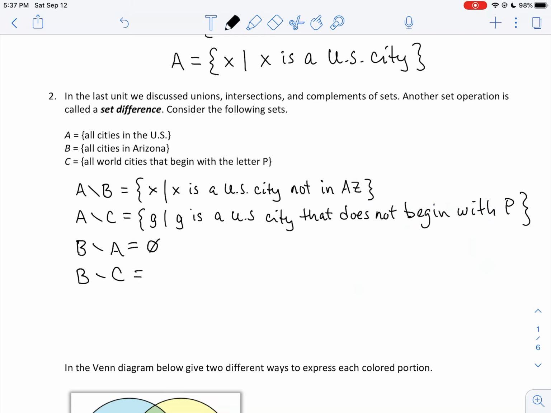So using set builder notation, let's use Y instead, all Y. So you have to be in B but not in C. So this would be all AZ cities, but we removed every single world city that begins with P. So we have to remove all the cities that begin with P. All Arizona cities that don't begin with P.